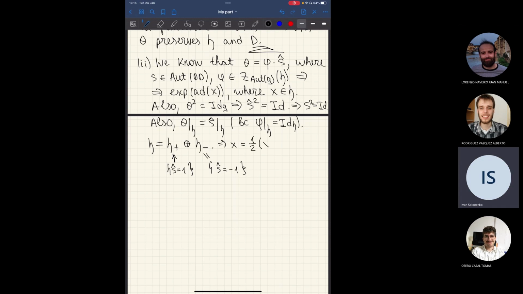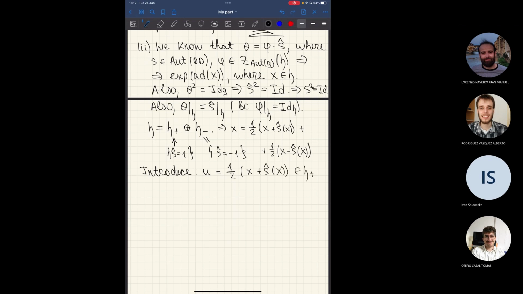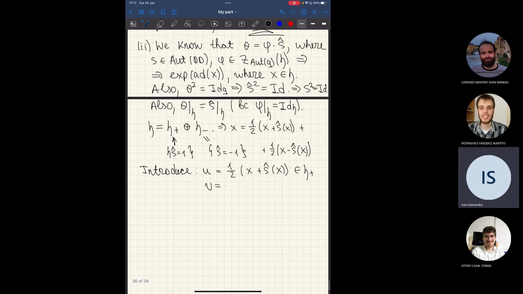So we can write it like this: 1/2 (X plus S hat X) plus 1/2 (X minus S hat X). Right? This guy lies in H plus, this guy lies in H minus. So introduce U, which is just the first half here, and then let's write V as not what you would expect. This is going to be just -1/2 of X. It doesn't lie in H plus or H minus, it's just something in between.